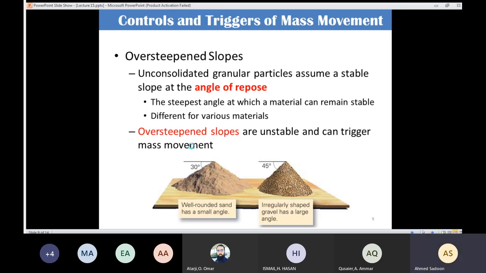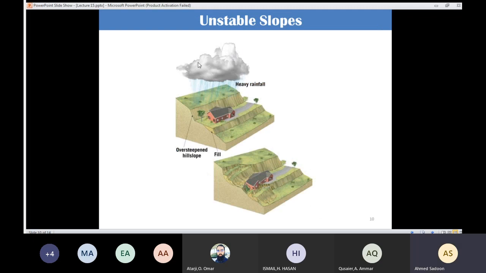For example, look at that figure here. We have the slope, which is an oversteepened hillslope, and here we have a house. And unfortunately, heavy rain took place.